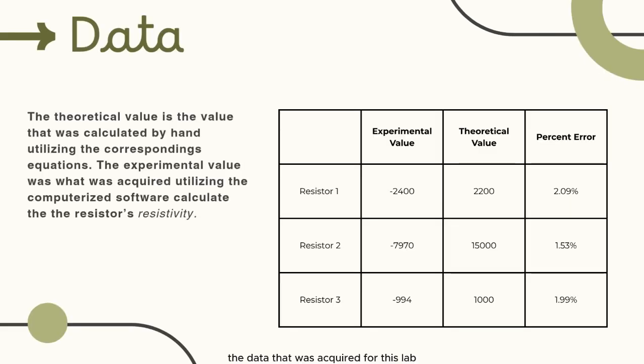The data that was acquired for this lab aims to measure Ohm's law and how we can assess the resistivity of the resistors. To do so, we utilized a program that calculates this in organized graphical representations as voltage versus current. First, we acquired our theoretical values of each resistor, which were chosen at random. Afterwards, utilizing the software, we tested for resistivity to obtain the experimental value of all 3 resistors.